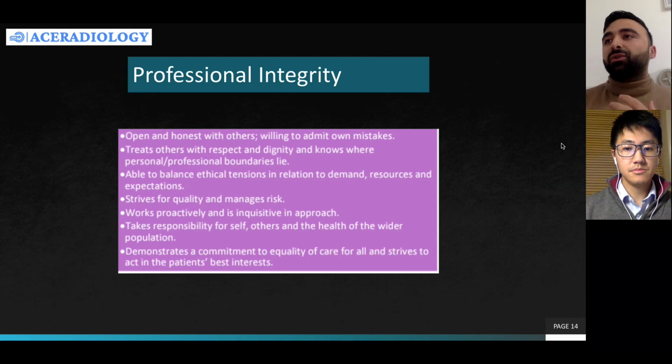And the type of scenarios you'll get maybe things like you see your colleague stealing from the drug cabinet. What do you do, or how do you rank it? How do you rank this? What's the most appropriate and least appropriate thing to do? That would be in the professional integrity section.